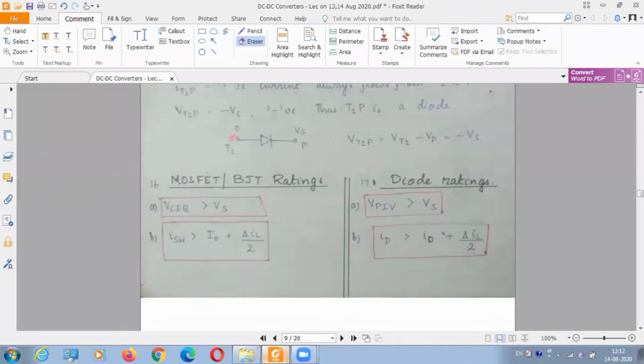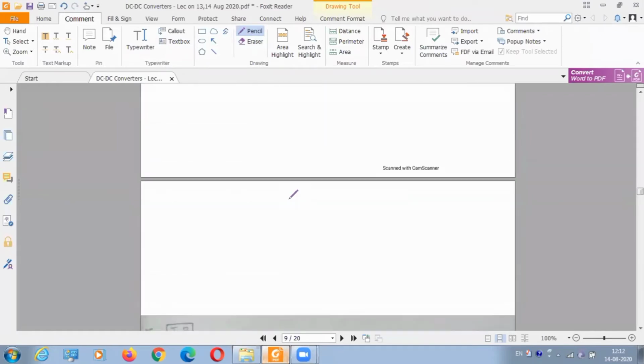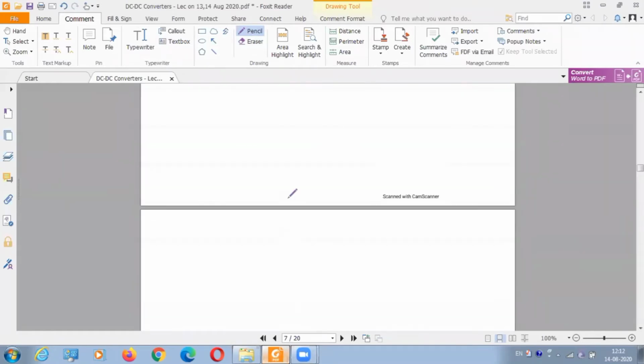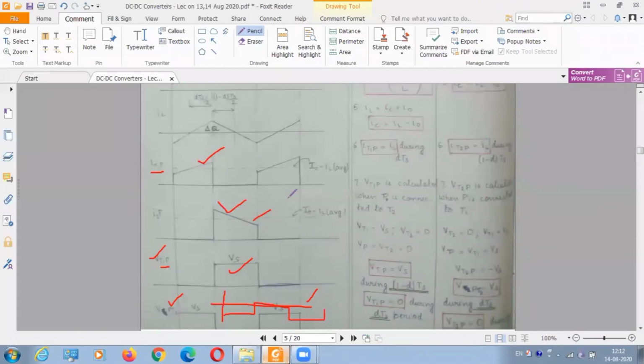We had already done this. Another thing that comes is MOSFET and diode rating. This is because all circuits we'll study are for designing purpose. So you have to design all these circuits. You need to know all the ratings. So for understanding the MOSFET and BJT rating or diode rating, we'll directly go into this figure. The figure which we have drawn over here means the waveform.